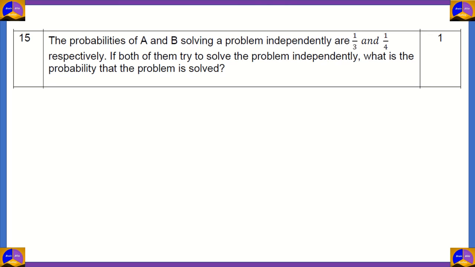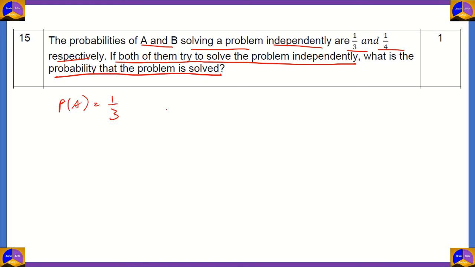Now we have the 15th question. The probabilities of A and B solving a problem independently are 1 by 3 and 1 by 4, respectively. If both of them try to solve the problem independently, we need to find the probability that the problem is solved. So A solves a problem with probability 1 by 3, so P of A equals 1 by 3. Similarly, P of B will be equal to 1 by 4.